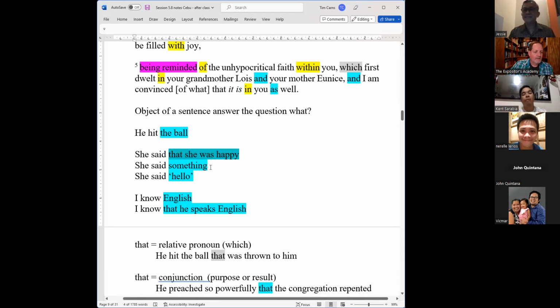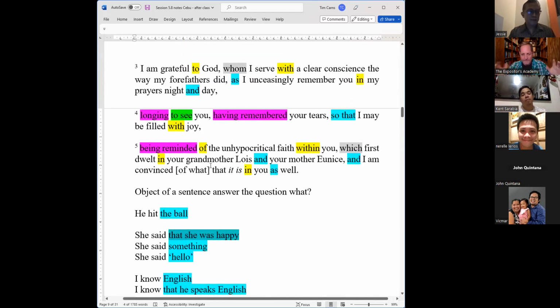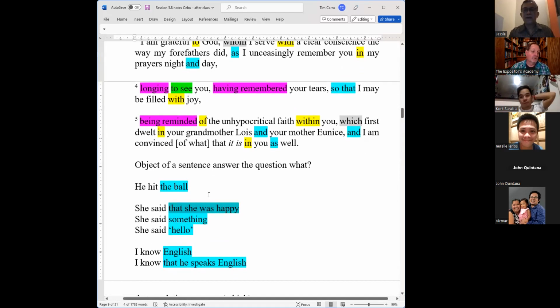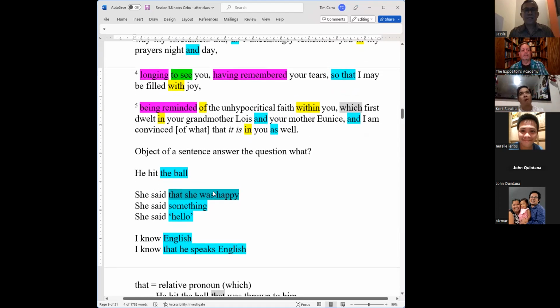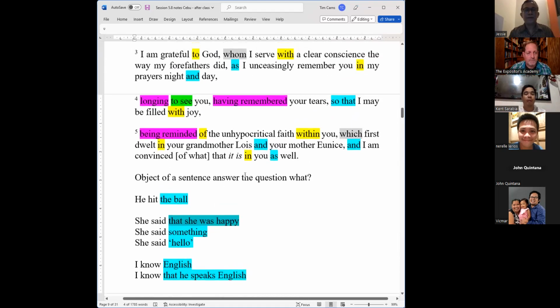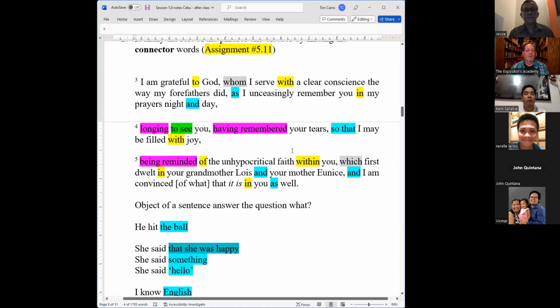Yeah, so that's why I wanted to do these diagrams, because we're going to encounter these special cases as we go along. And you're going to see these when you're diagramming passages, and you need to know what they're doing there. And so the word that is a key word in English. It does a lot of different things, but it's important to know what it's doing. So here in verse 4, we have so that. So there's the word that again, and it's part of the conjunction so that.